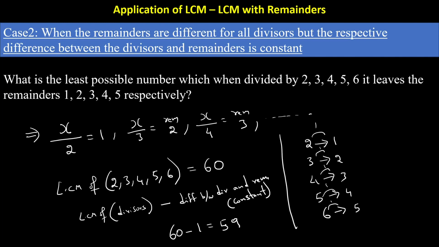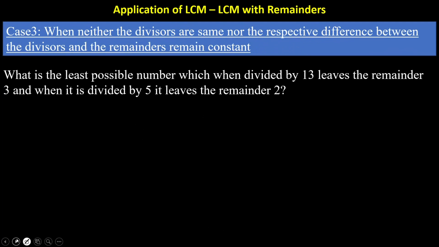If you divide 59 by 2, you will get remainder 1. If you divide 59 by 3, you will get remainder 2. Like that, it will continue. Hope you have understood case 2. Now let us move to case 3.